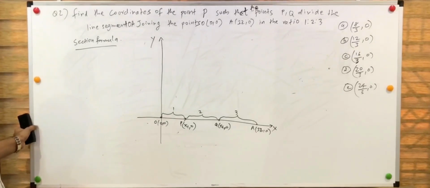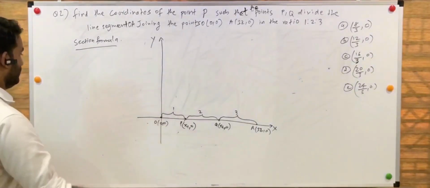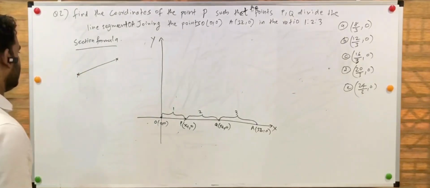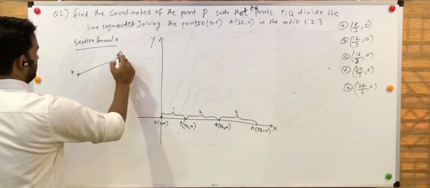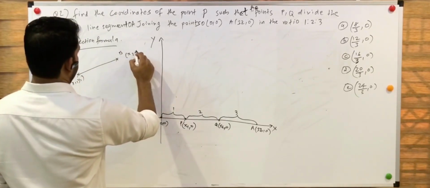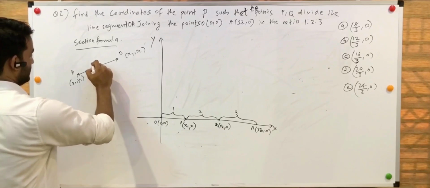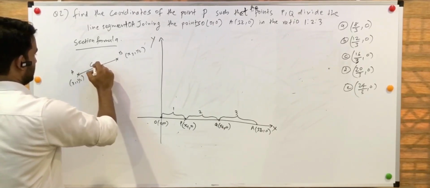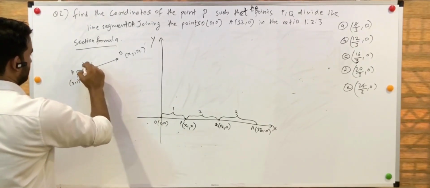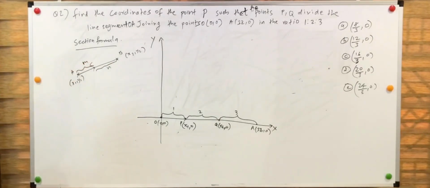Section formula. Section formula is used to find the coordinates of any point on a line segment. Consider a line segment AB with coordinates of A (x1, y1) and B (x2, y2) in a plane. If we consider any inside point, let's say C, which divides this line segment in the ratio m:n, then we can find the coordinates of C using the section formula.